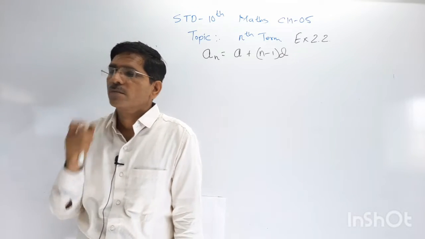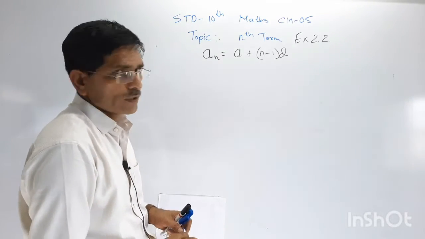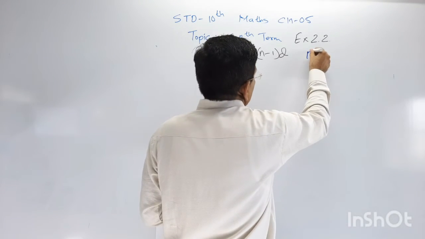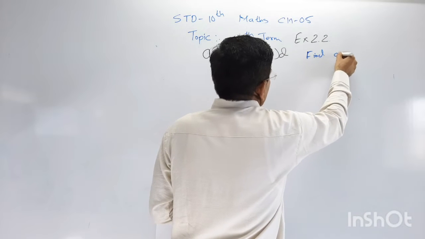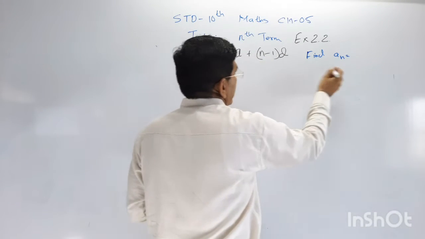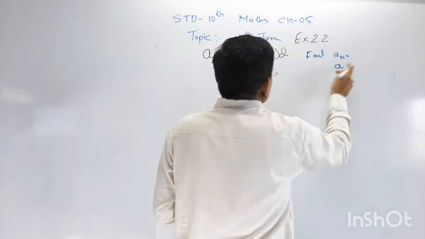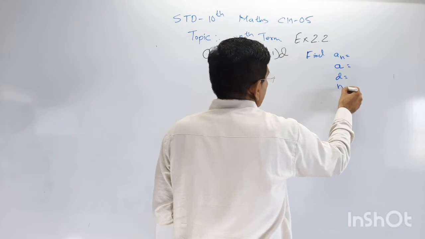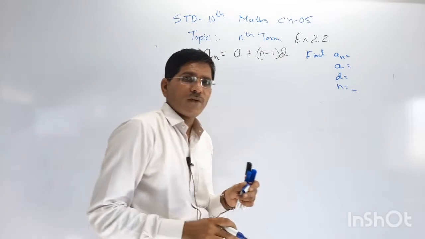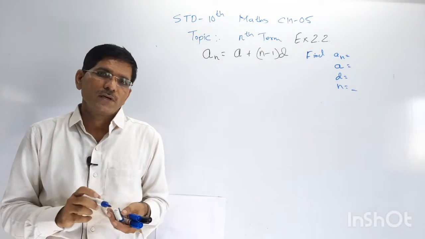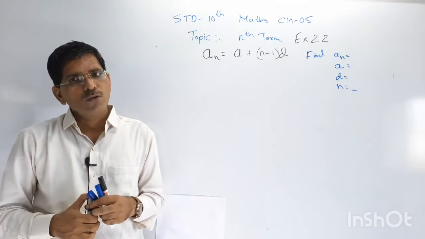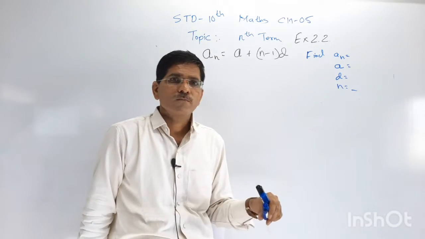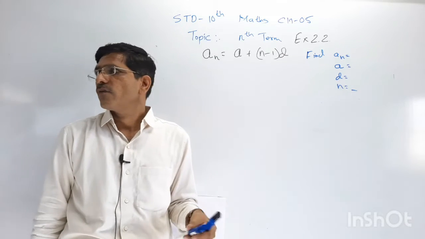Now question number 4. First of all, again I explain what we can find. We can find an, we can find a, we can find d, and we can find n. Four things we can find by using this formula if three things are given to us, then we can find the fourth term.